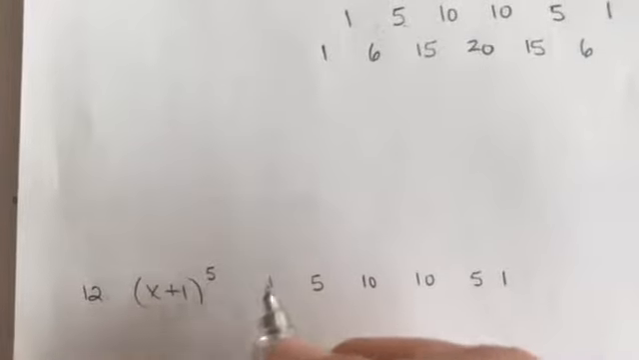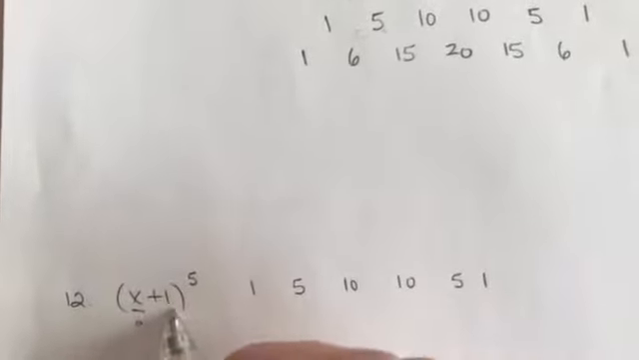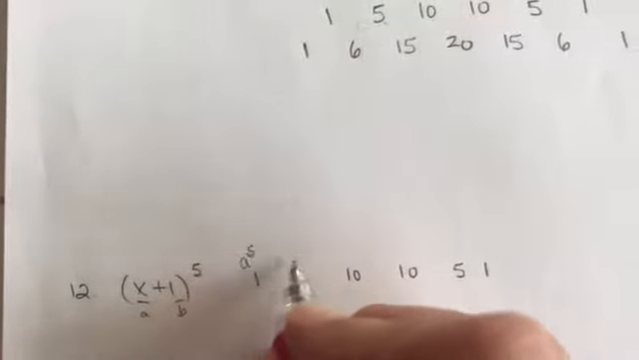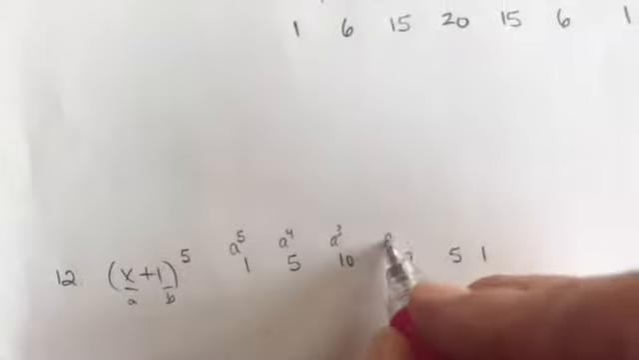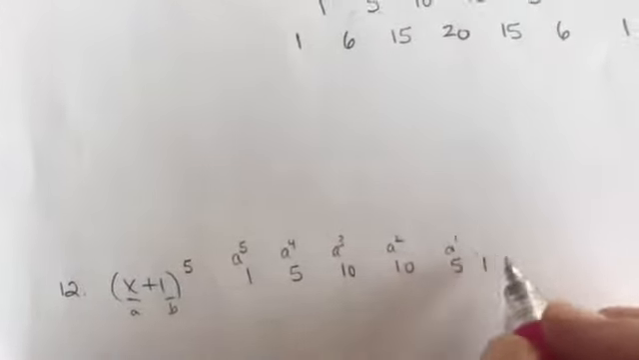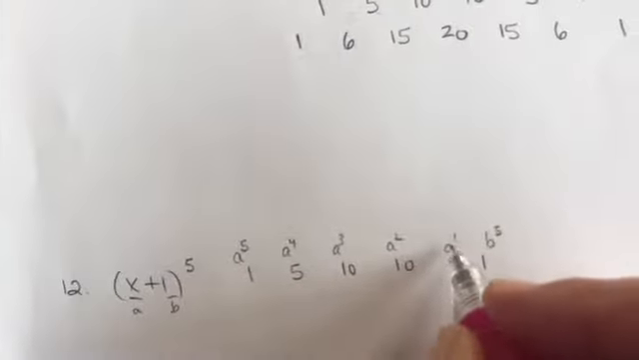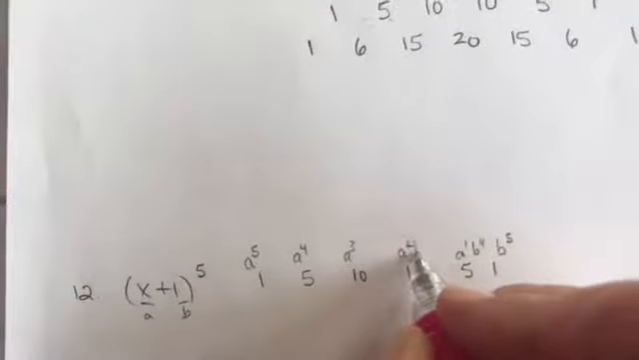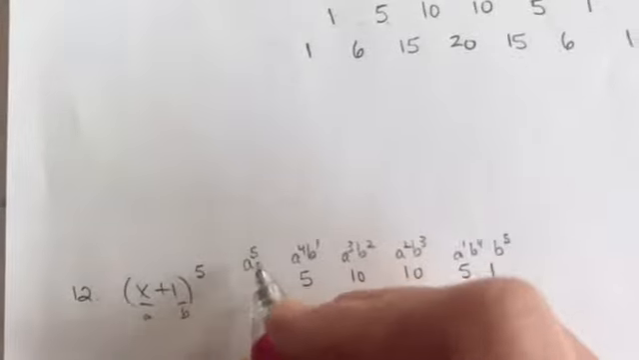Since this is to the 5th power, my very first term is going to be, remember, this is your A, and this is your B. So I kind of come in here and I write, okay, this is going to be A to the 5th, A to the 4th, A to the 3rd, A to the 2nd, A to the 1st, no A's. Okay, and then I go backwards. This is going to be B to the 5th, B to the 4th, B to the 3rd, B to the 2nd, B to the 1st, no B's.